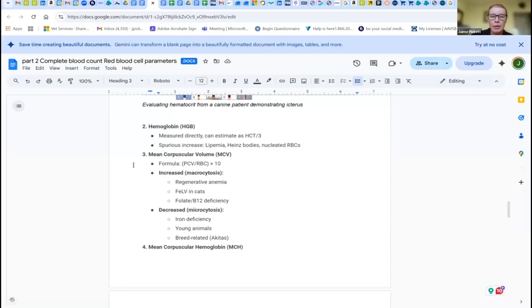The mean corpuscular volume, the MCV, tells you the average size of the red blood cells. Large cells, macrocytosis is what we call it, point to regeneration, feline leukemia infection in cats, or B12 or folate issues. Small cells, on the other hand, microcytosis, often mean iron deficiency, younger animals, or breed tendencies like Akitas.